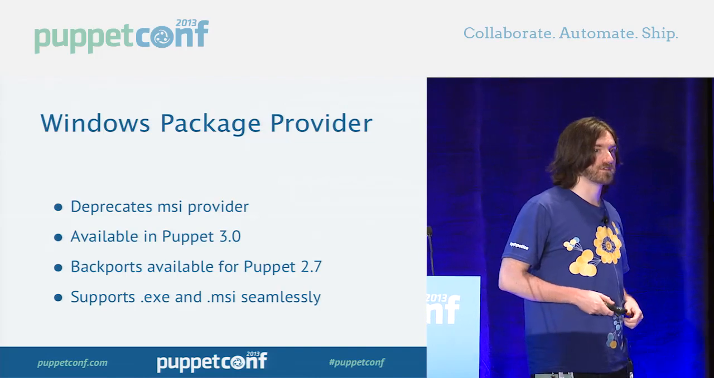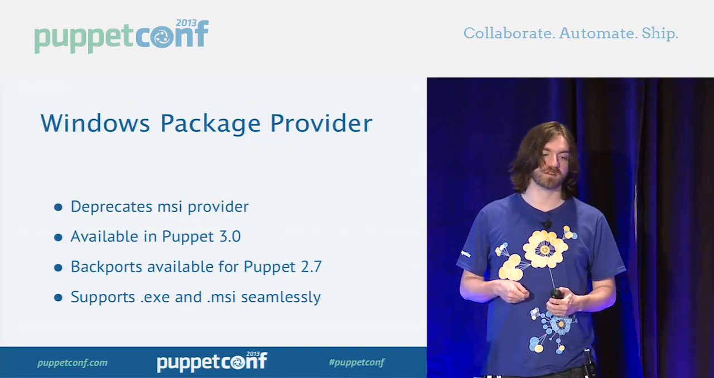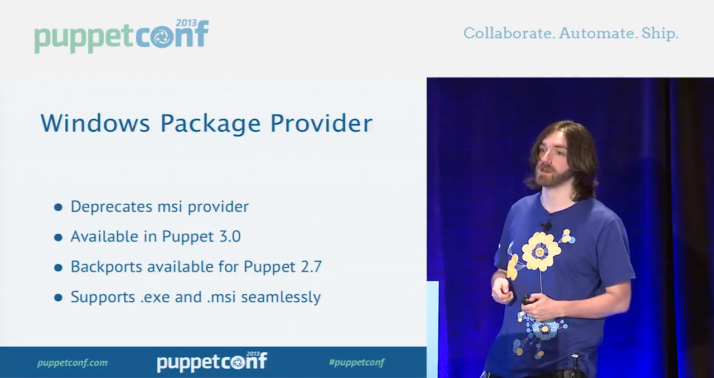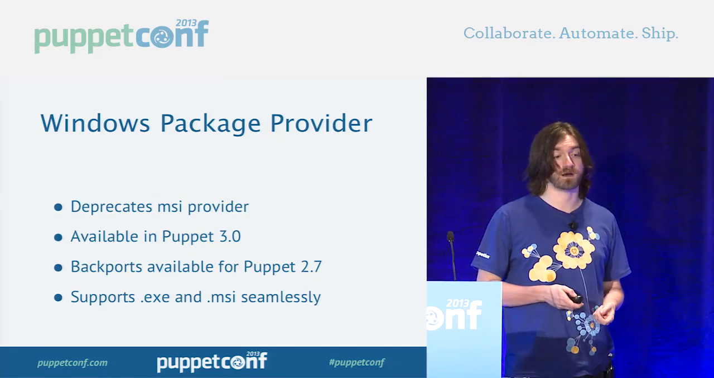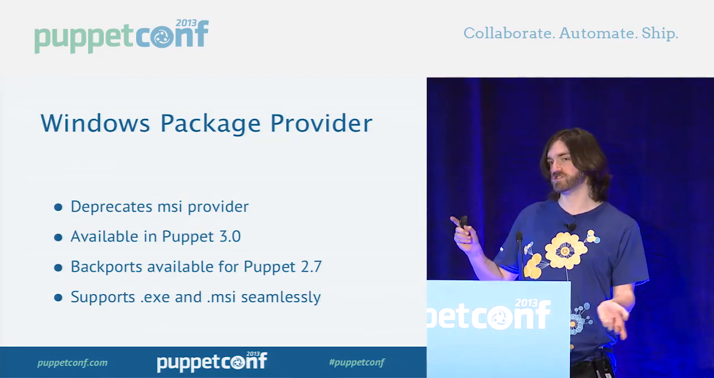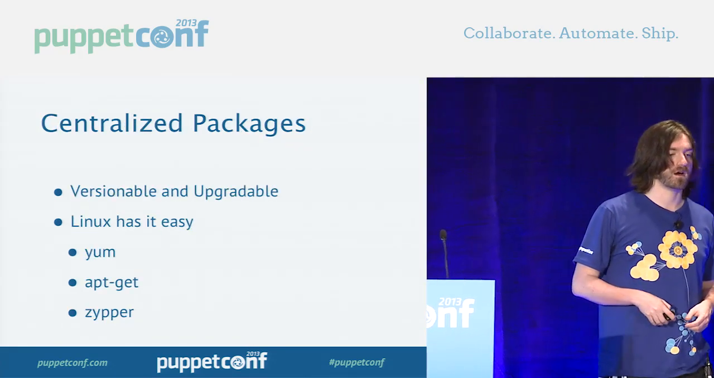As of Puppet 3, we have a special built-in Windows package provider. It's selected automatically. You don't need to tell it to use it, and it can natively support EXE and MSI. A backport is also available on the Forge so that you can use this Windows type and provider on Puppet 2.7. Okay, so please don't use the MSI provider anymore. If you're on Puppet 3 or older, the Windows one is much better.